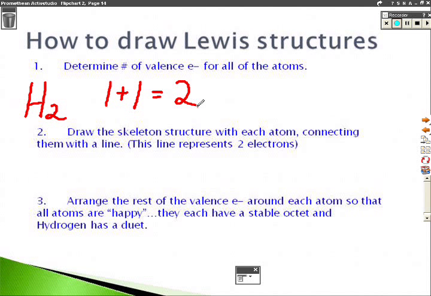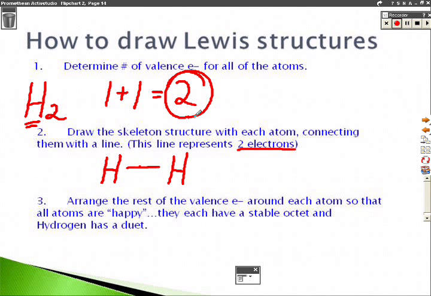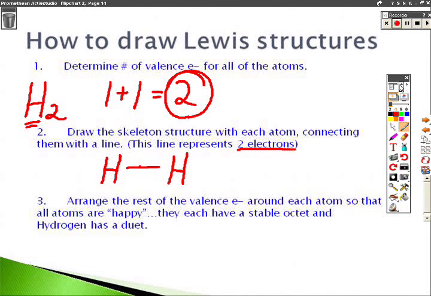Next, in step 2, we're going to draw the skeleton structure. If you look, there's 2 hydrogens. That means I'm going to draw an H and an H, and my next step is to connect them with a line. How many electrons does that represent? It represents 2 electrons. So I'm going to say there's 2 electrons here for this hydrogen. Step 3 says to arrange the rest of the valence electrons around the atom so that they're happy. Well, how many valence electrons does hydrogen bring to share? There's a total of 2. How many have I drawn here? There is a total of 2 electrons, aren't there?